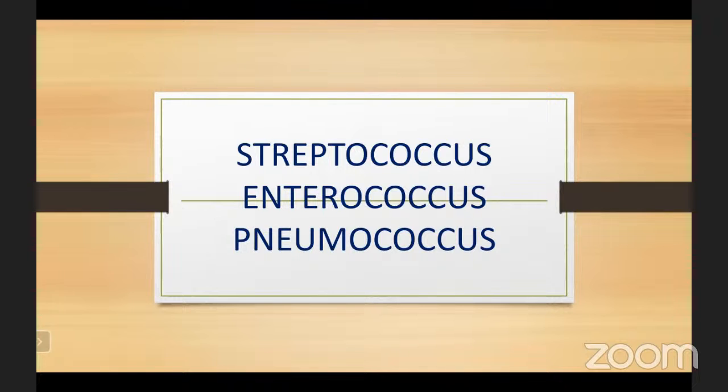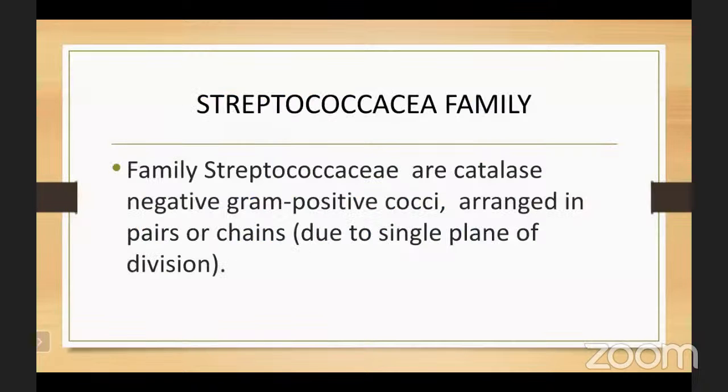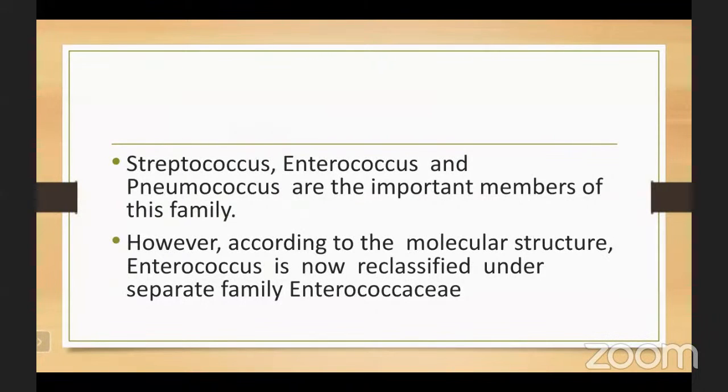Topic for today's session is Streptococcus, Enterococcus, and Pneumococcus. First one is the Streptococcaceae family. The family Streptococcaceae are catalase-negative gram-positive cocci. They are arranged in pairs or chains. Streptococcus, Enterococcus, and Pneumococcus are important members of the Streptococcaceae family, and according to the molecular structure, Enterococcus is now classified into a separate family, Enterococcaceae.